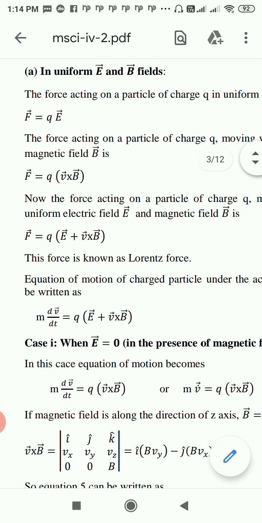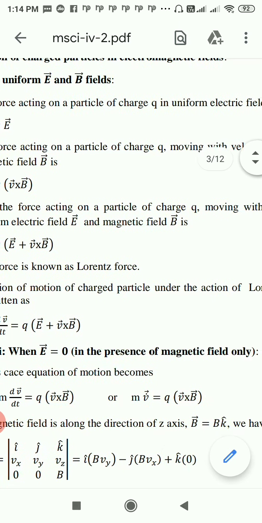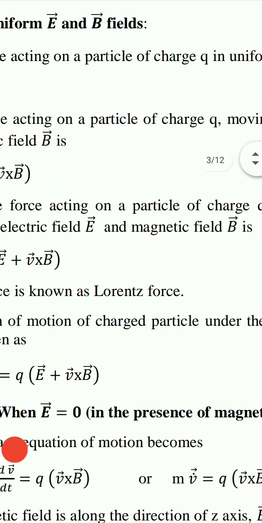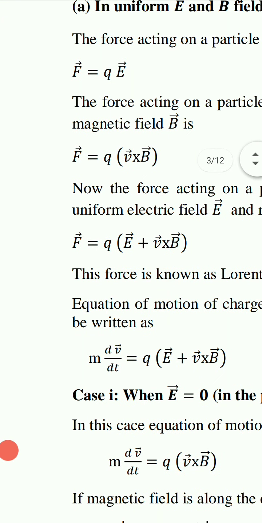The force acting on a particle of charge Q in a uniform electric field E is given by this formula, F equal to QE vector. If Q is positive charge, the force acting will be in the direction of E vector. If Q is negative charge, the direction of force will be opposite to the direction of E vector.